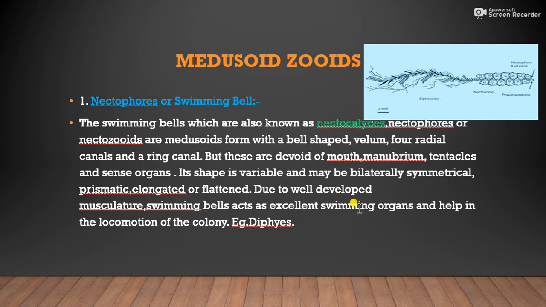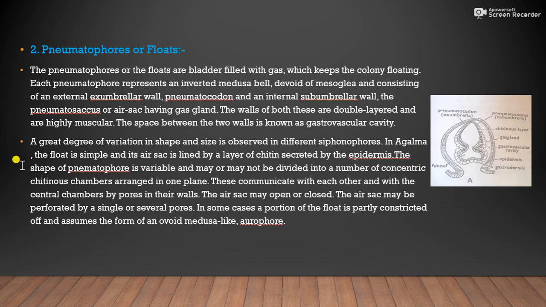All this is about the nectophores. Next is the pneumatophore, or float. This is also a medusoid zooid. Pneumatophores are floats or bladders filled with gas, which keeps the colony floating.